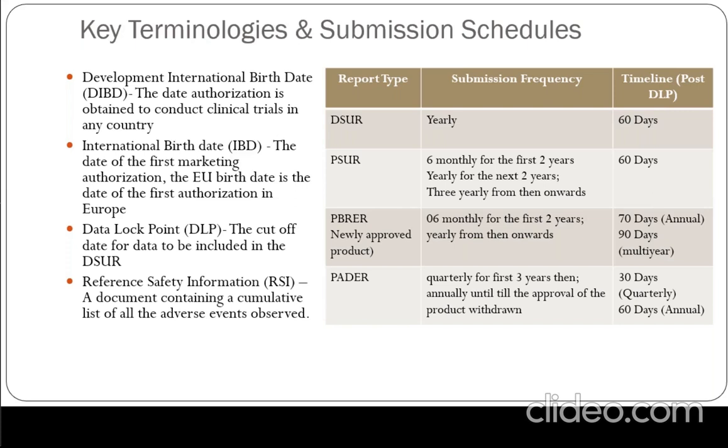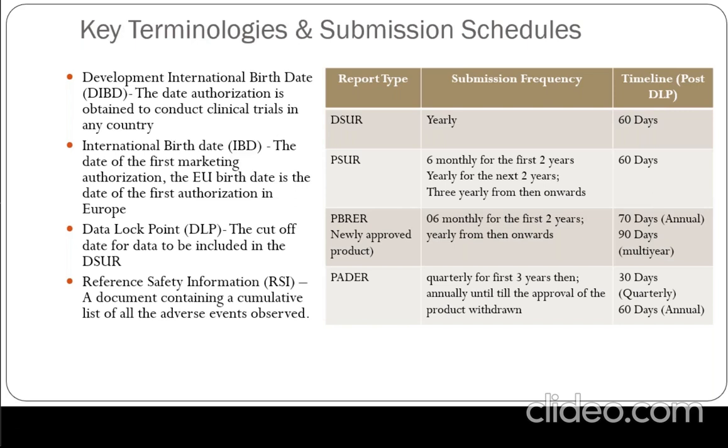PADER, on the other hand, is more US specific, submitted after authorization in the US market. Again, quarterly for the first 3 years, then annually till the approval of the product is withdrawn or updated. Now, this PADER has a peculiarity as well. As we go ahead, we will see, but it's worth mentioning here that in case there is a PADER in place, and the PSUR cycle or submission cycle coincides with the PADER cycle, then the US authority is kind enough to accept the PADER, the PBRER, or the PSUR as well.